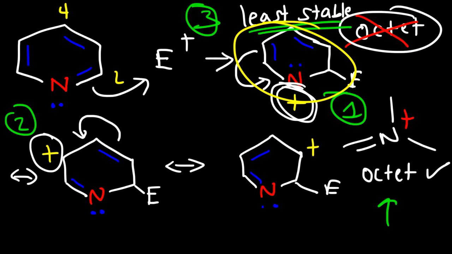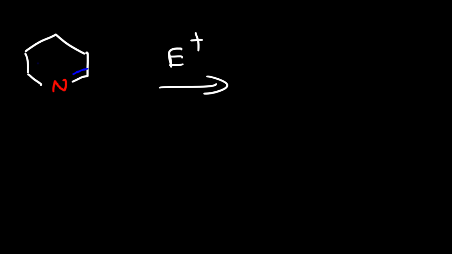Now the same is true with position 4. If you draw the resonance structures, you're going to get a positive charge on a nitrogen atom with an incomplete octet. But that's not the case if we put the electrophile on position 3. So let's see what's going to happen if we do that. So we need to use this double bond to attack the electrophile.